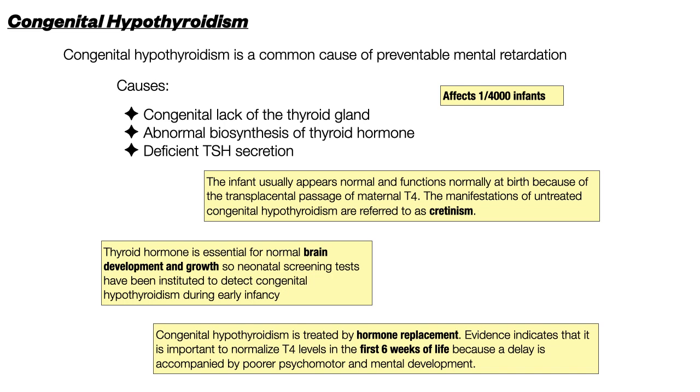If hormone replacement is not set to normalize T4 levels during the first 6 weeks of life, the infant will suffer cretinism, and this condition is most often due to maternal iodine deficiency during pregnancy than to any other cause.